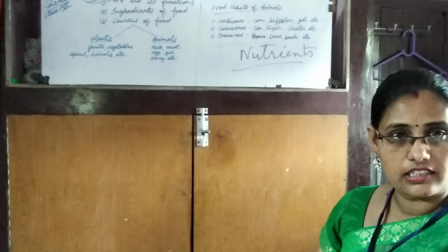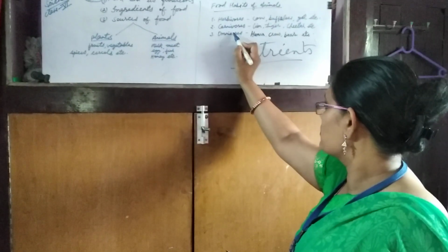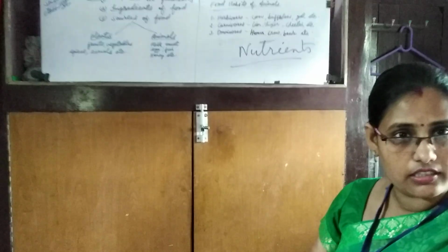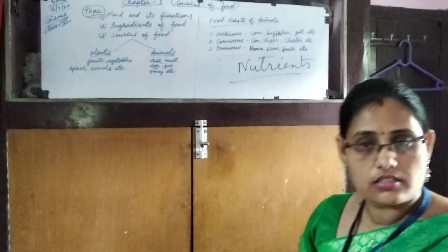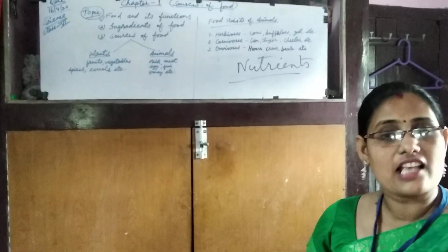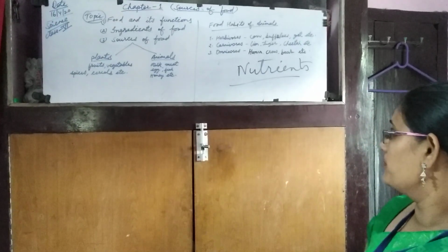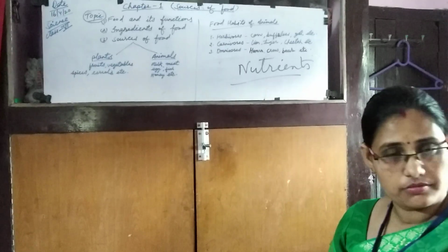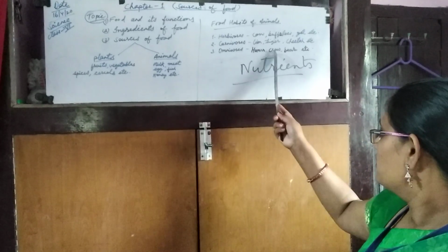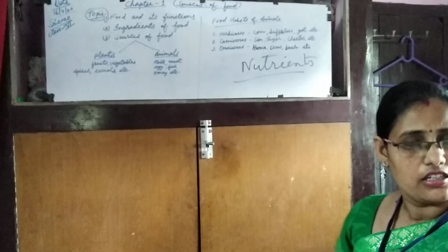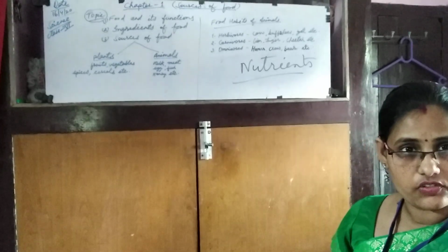And the third category is omnivores. Omnivores are the third category, which depends on plants as well as animals for their food. For example, human beings ourselves, crow, bear, dog, cat, etc.